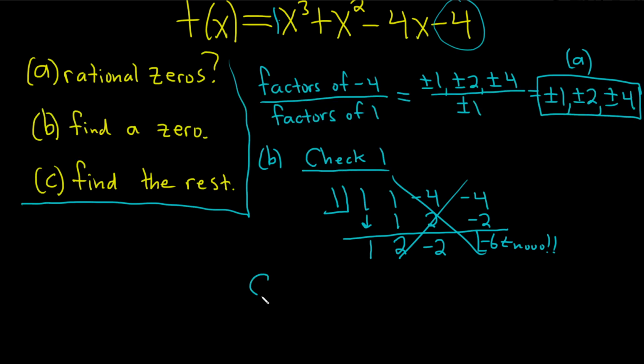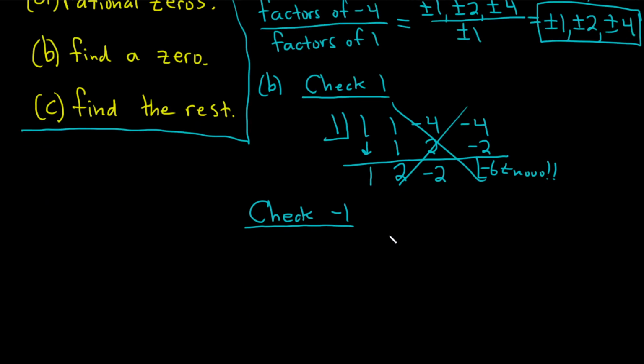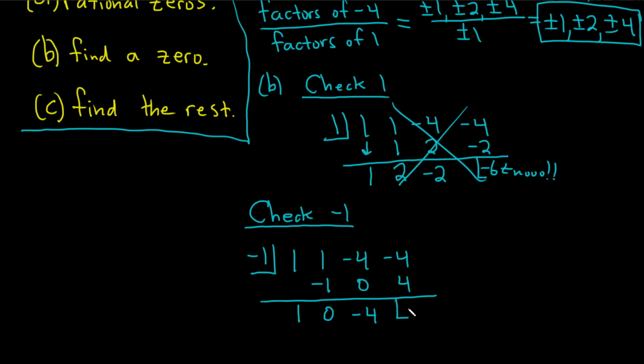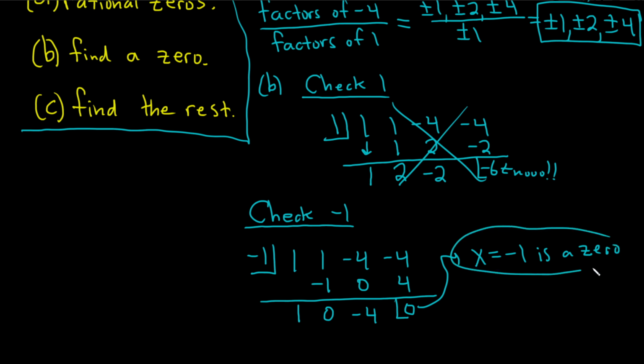Let's try -1. You want to keep doing this until you get 0 as a remainder. So I'll put the -1 here, keep our coefficients, 1, 1, -4, -4. Same thing, bring down the 1. 1 times -1 is -1. We add, we get 0. 0 times -1 is 0. We add, we get -4. -4 times -1 is 4. We add, we get 0. At this point, we can rejoice because the remainder is 0, and this means that x equals -1 is a zero. So that's one of our answers. This is the answer to part B.